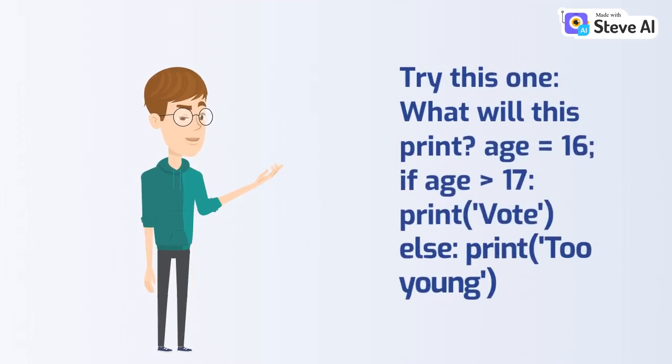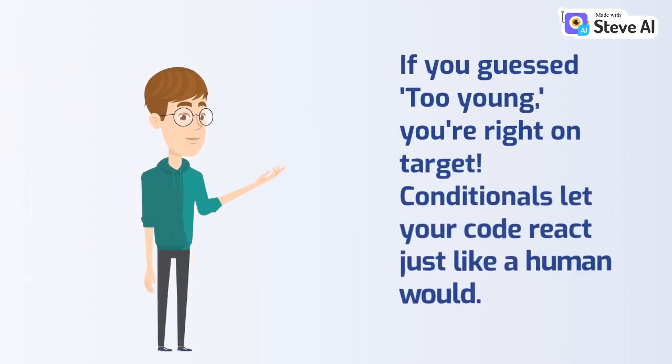Try this one. What will this print? age equals 16. If age greater than 17, print vote, else print too young. If you guessed too young, you're right on target. Conditionals let your code react just like a human would.